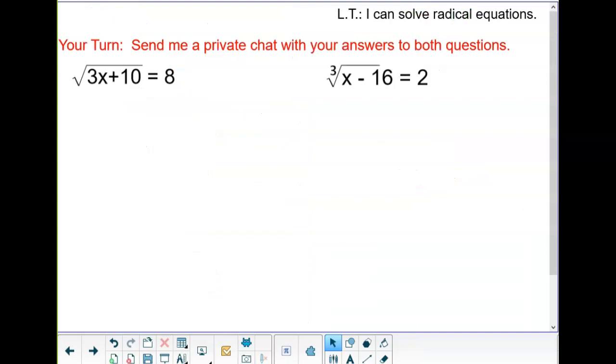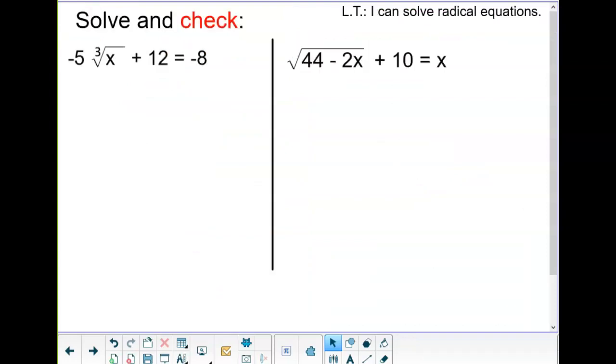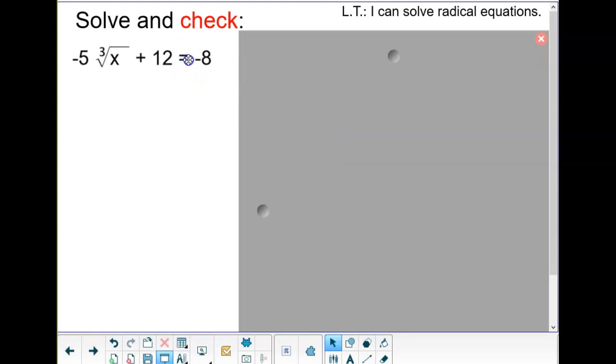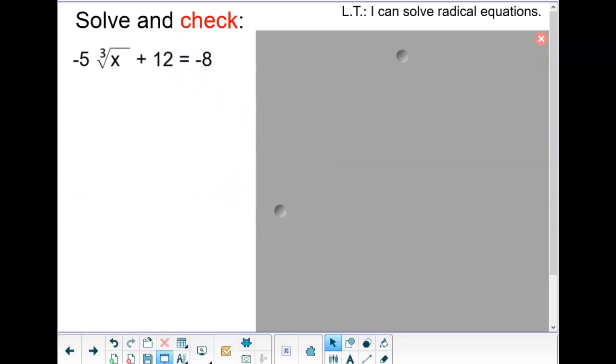Okay, so we're going to skip these two. We don't need to do those. I do think we should do these. All right, this one is a little bit interesting now. We haven't seen one exactly like this because it requires more than one step to isolate.